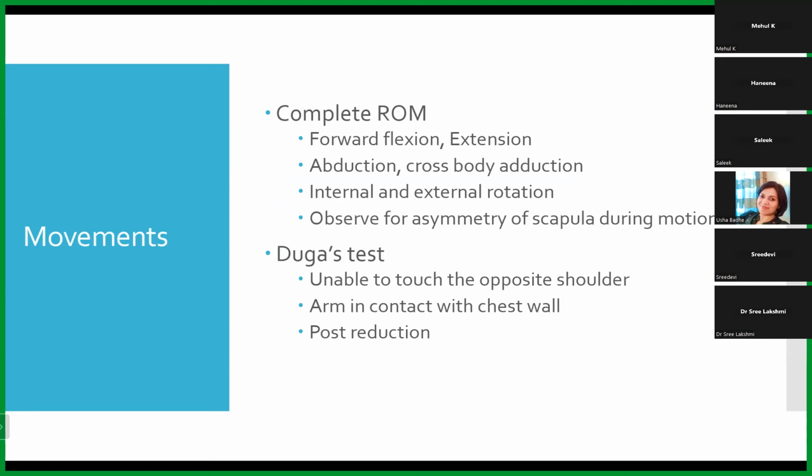Similarly, the Dugas test is a very commonly used test to look for shoulder dislocation. We ask the patient to touch the opposite shoulder using the affected side, and the arm should be in contact with the chest wall. If the patient has a shoulder dislocation, the patient will not be able to touch the opposite shoulder. After reduction, we can check the Dugas test again, and it can give us an idea of whether the joint is reduced, or an idea about the extent of reduction. Similarly, that position is maintained in the post reduction period.